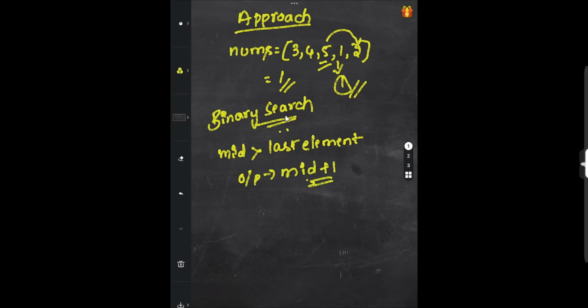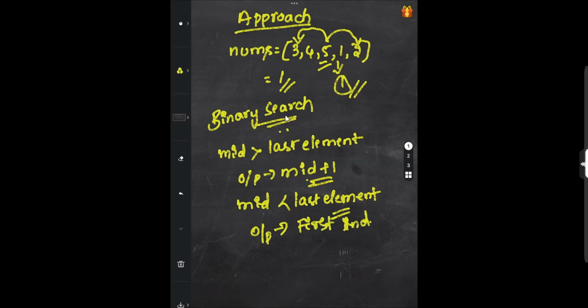If the mid element is smaller than the last element, suppose we have 1 here, in the case of 1 it is smaller than 2, then the least element will be found at the first index. So the output will be the element present at the first index. This is the approach that we will be going with. I hope the approach is completely clear. Next let's discuss all the edge cases and then write the code, and after writing the code, let's discuss the complexity of the code.